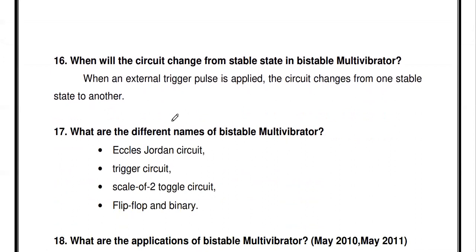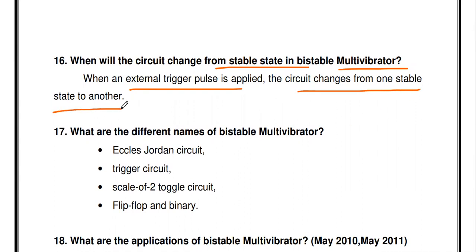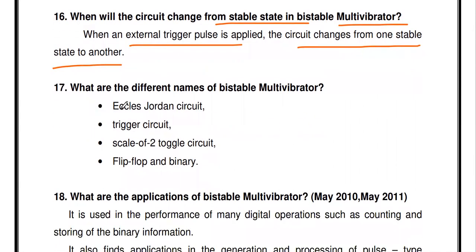Then the next one: when will the circuit change from a stable state in a bistable multivibrator? In a bistable multivibrator, there are two stable states. If we want to change from one stable state to another stable state, we have to give an external trigger. Only when the external trigger is applied does the circuit change from one stable state to another. If the external trigger pulse is not given, the circuit remains in one of the stable states.